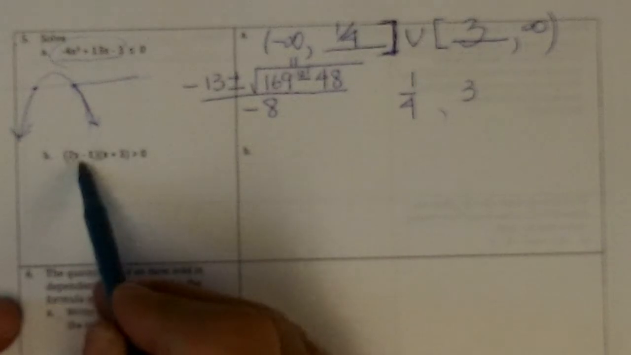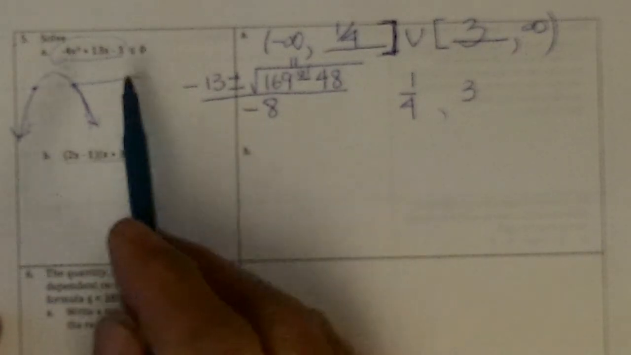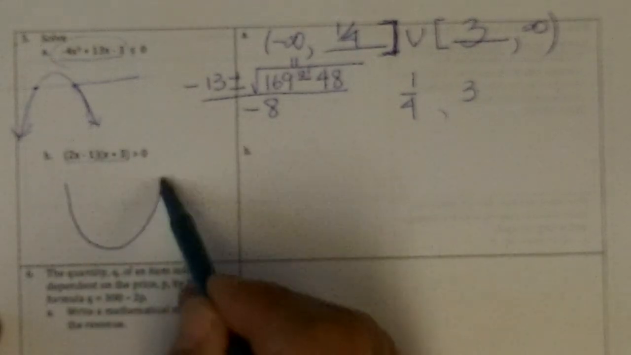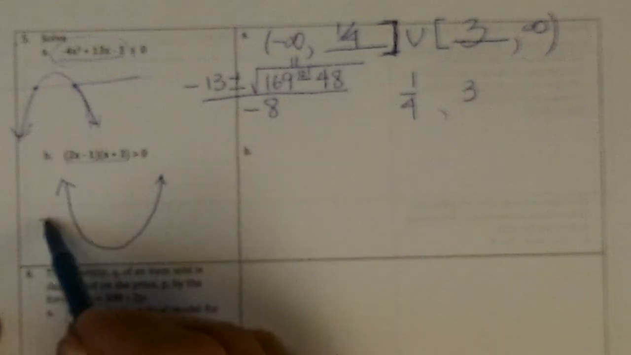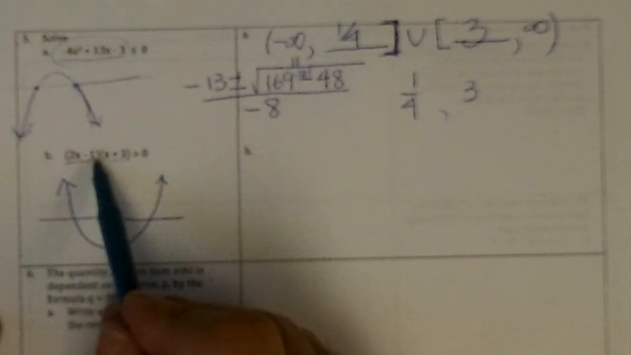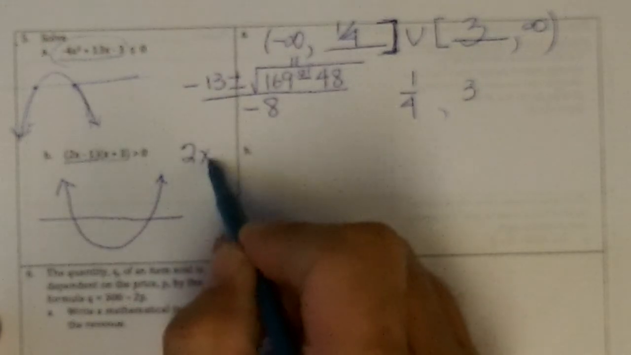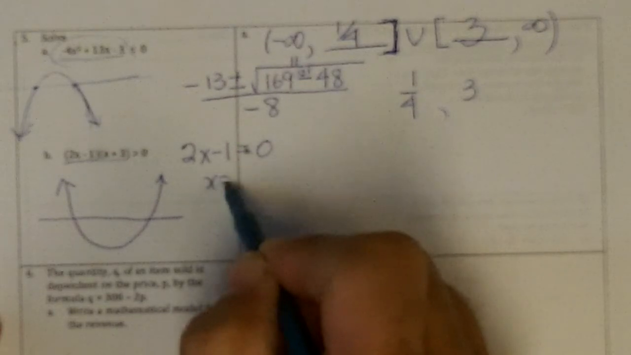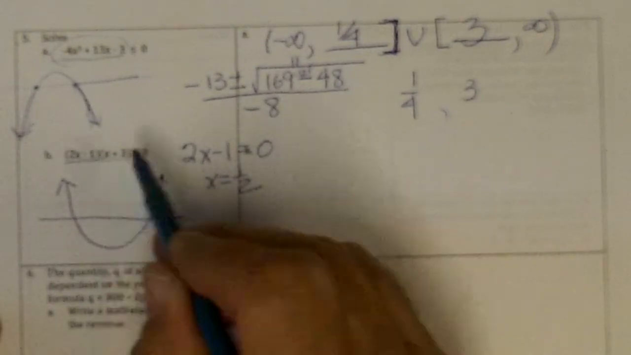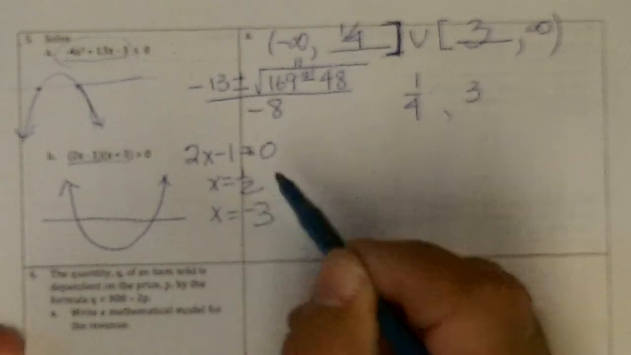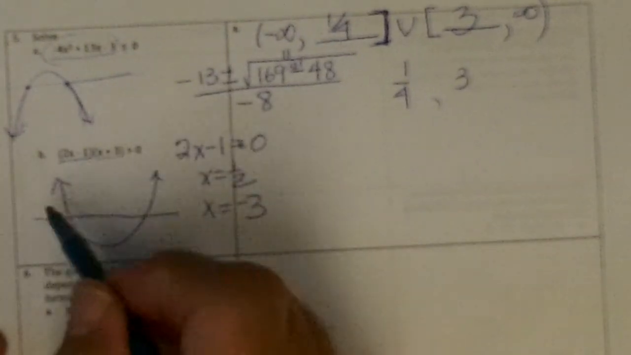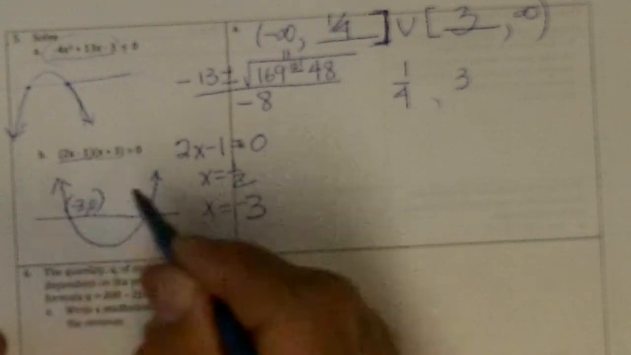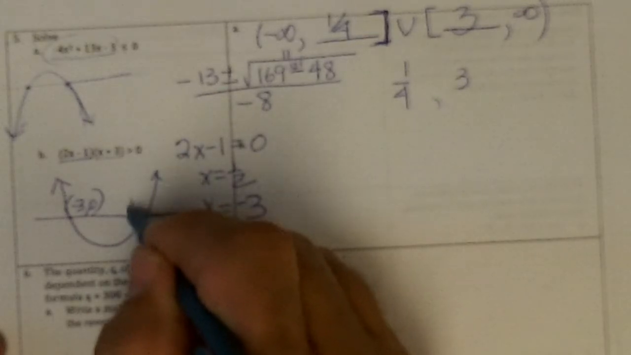5b. Well, I know this is a parabola, and I know it's going to be 2x squared, so that's a right side up parabola. And in the factored form, I already know what's going to make that be 0. If I set 2x minus 1 equal to 0 and add 1 and divide by 2, I get x equals 1/2. And this one's going to be x equals negative 3. So x equals negative 3 would be over here on the x-axis, and the 1/2 would be over here.